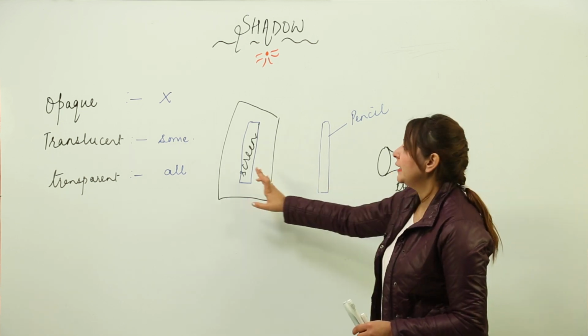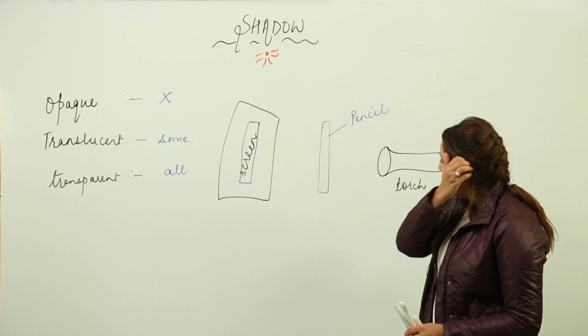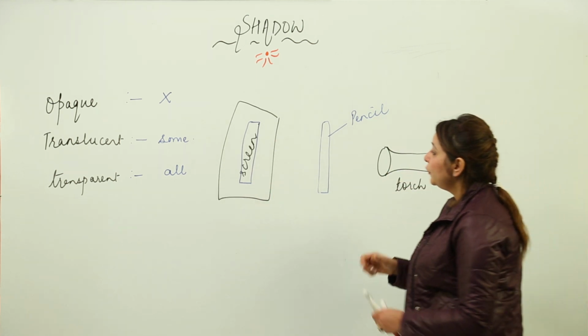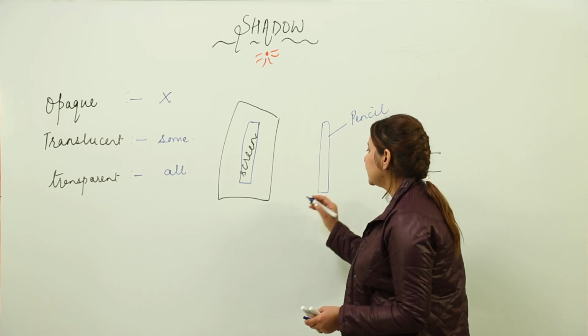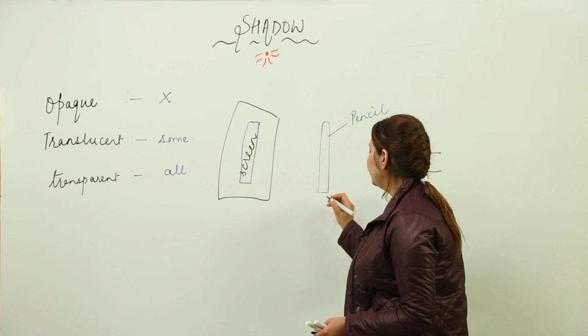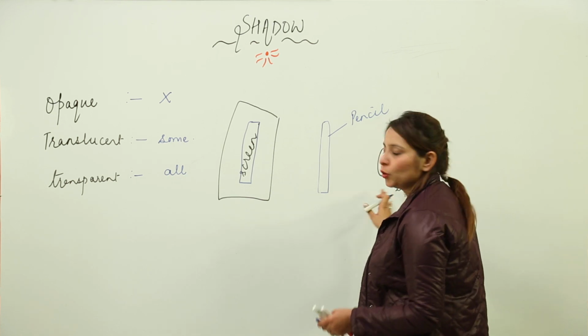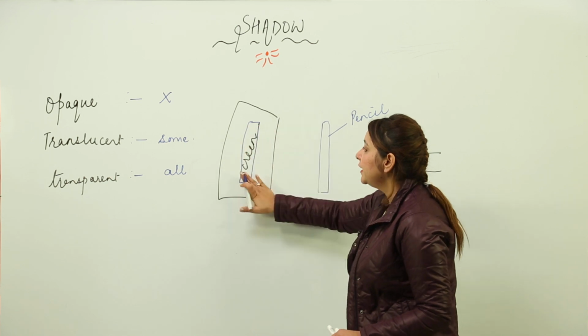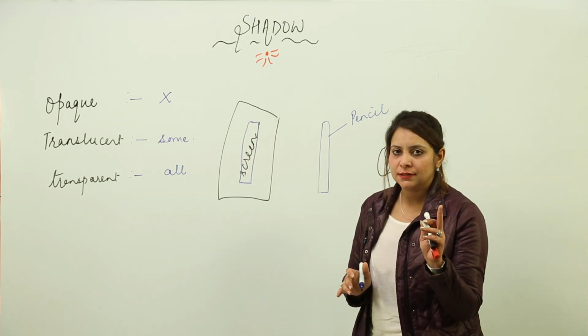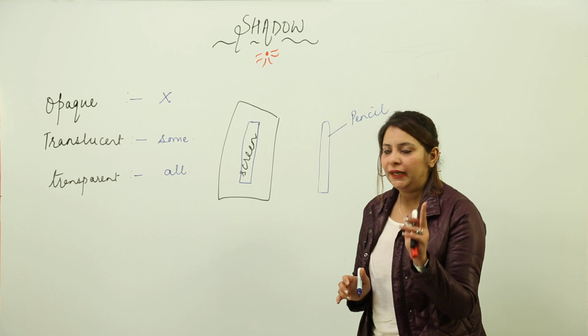So this is what a shadow is. Now you see that if you increase the distance between the object and the screen, or you can say if you increase the distance between the object and the source, you can increase either of them. So what will happen? You will see that this shadow will have two areas.